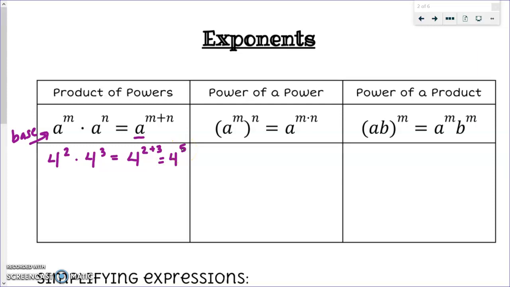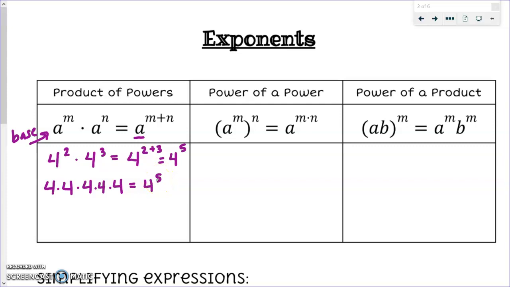And the reason why we add our exponents is because if we were to expand each term here, remember 4 squared means 4 times 4, and 4 cubed means 4 times 4 times 4. Well, if I look at how many 4s I have here, 1, 2, 3, 4, 5, I have 4 to the 5th power.